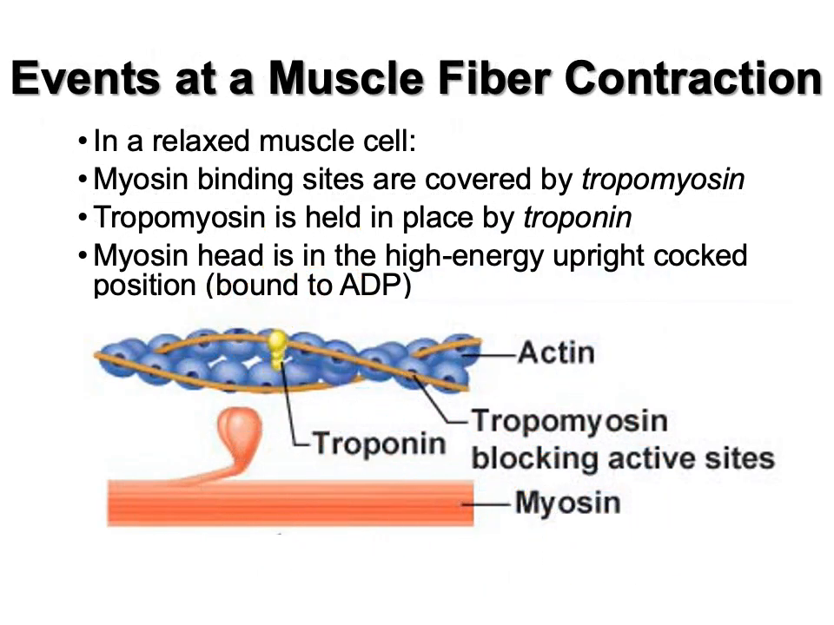Events of muscle fiber contraction. Now we're inside the muscle cell. So in the relaxed state, myosin binding sites are covered up by the tropomyosin, and the tropomyosin is then held in place by the protein troponin. The myosin head is in the high energy upright cocked position. It's ready to go. It's energized because it was energized by ATP hydrolysis, so it's bound to an ADP at this point.